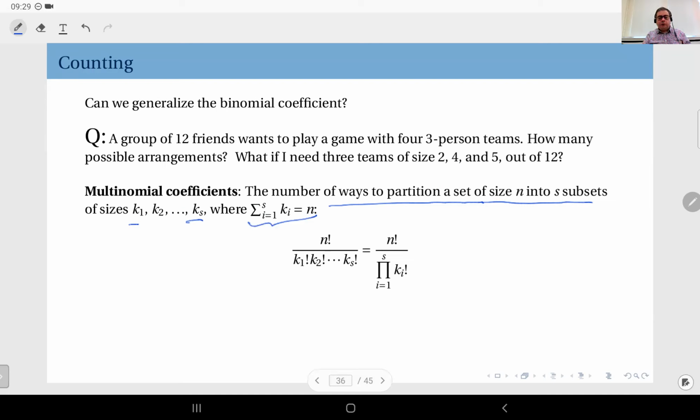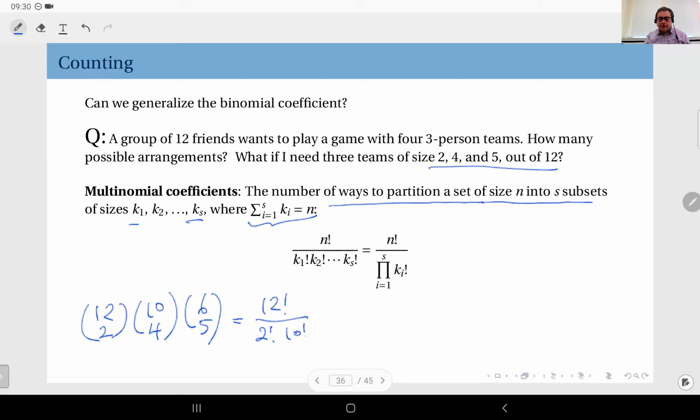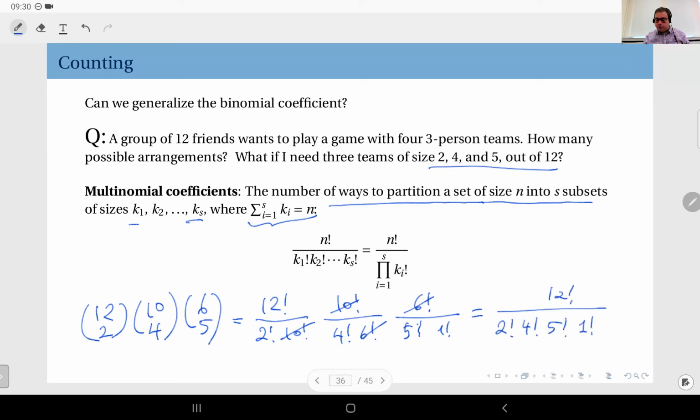Okay, and if you combine this with our examples, for instance, selecting 2, 4, and 5 out of 12 was 12 choose 2, 10 choose 4, and 6 choose 5. And if you actually expand this, that's 12 factorial over 2 factorial times 10 factorial, 10 factorial over 4 factorial times 6 factorial, and 6 factorial over 5 factorial and 1 factorial, right? Now you see these cancel out and these cancel out. What is left is 12 factorial divided by 2 factorial, 4 factorial, 5 factorial, and 1 factorial, right?